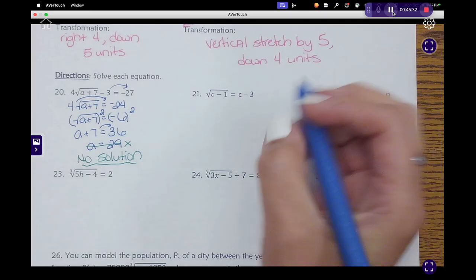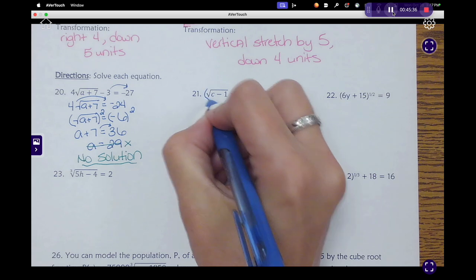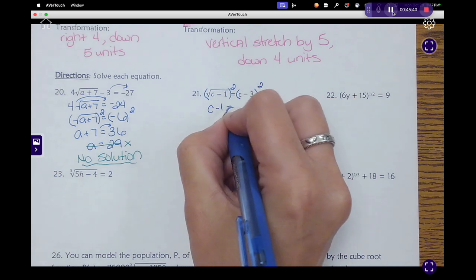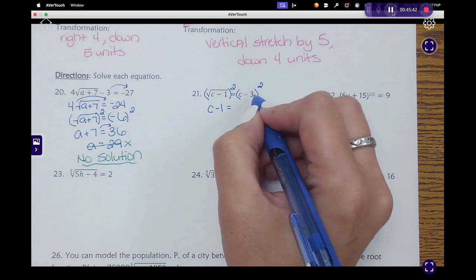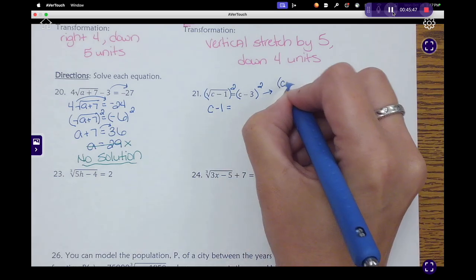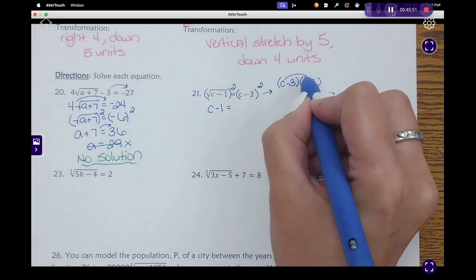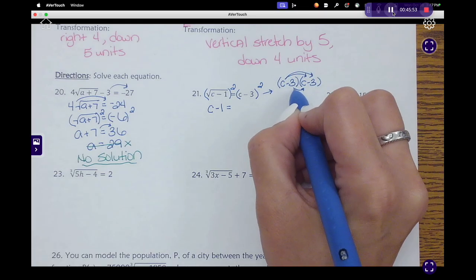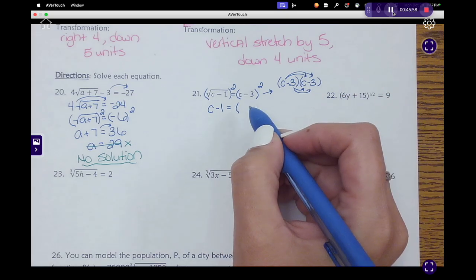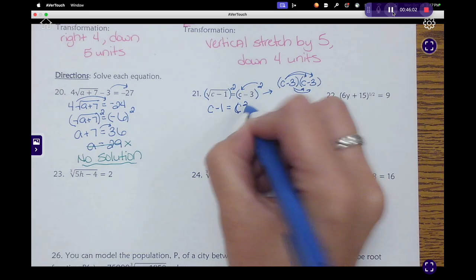Okay, so looking at the next one, everything's already by itself, that square root's already by itself. So this is where I can square both sides. So that leaves me with c minus 1. And then here, remember, this is the FOIL method. This is where I have to do c minus 3 times itself. So you can do the FOIL method if you want to multiply it that way. Remember, I've also shown you the shortcut way. So I can multiply it out the shortcut way. So here, that would give me c squared.